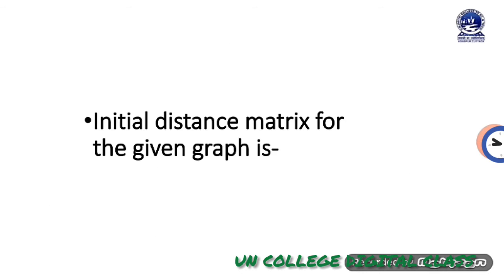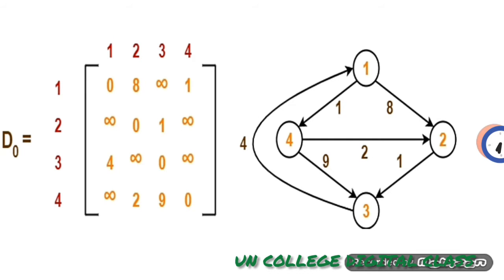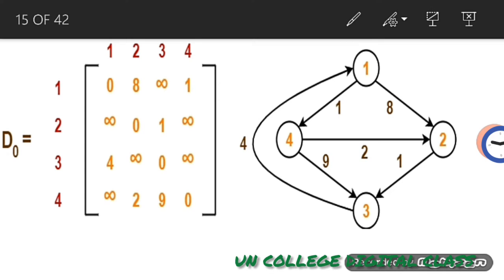Now we will start solving it. The initial distance matrix for the given graph is this one. Here you can see it is clearly visible. We have already discussed that we will use a matrix of n into n, and here n is 4, meaning the number of vertices is 4. The number of columns is 4 and the number of rows is 4, so the matrix is 4 into 4.